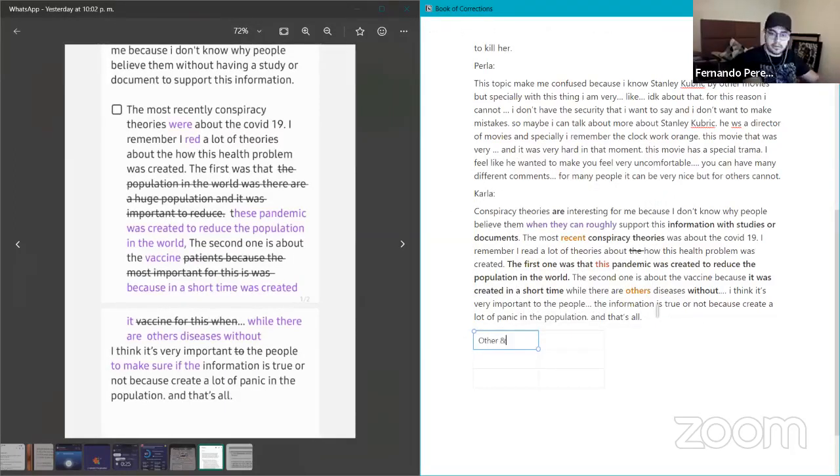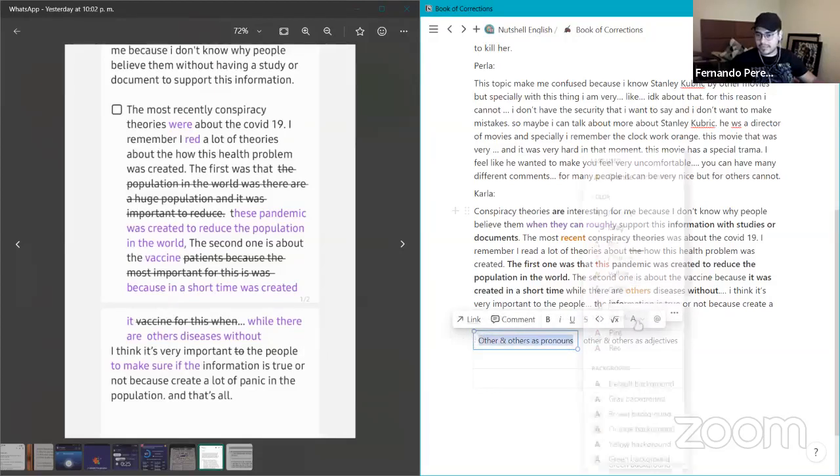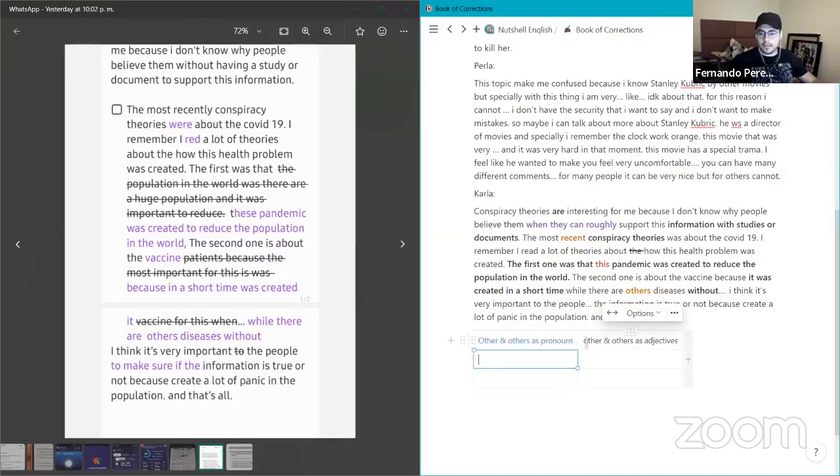Other and others as plural pronouns, and other and others as adjectives. By definition, a pronoun is a word that substitutes another noun. I'm going to try to teach this without too much grammar, just with colors. Adjectives are orange, pronouns are blue.